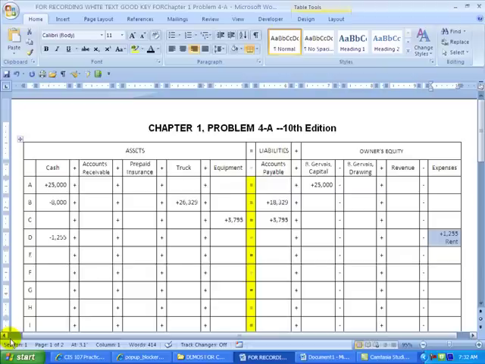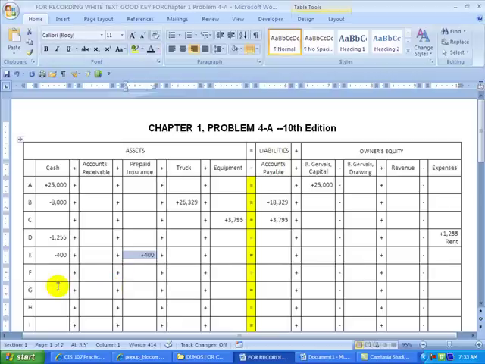In letter E, we bought insurance for the truck for 1 year, $400, writing a check, so our cash is going down. And we bought insurance. Now this is definitely prepaid. It's not buying it for a month, it's buying it for a year. So here's prepaid insurance going up.